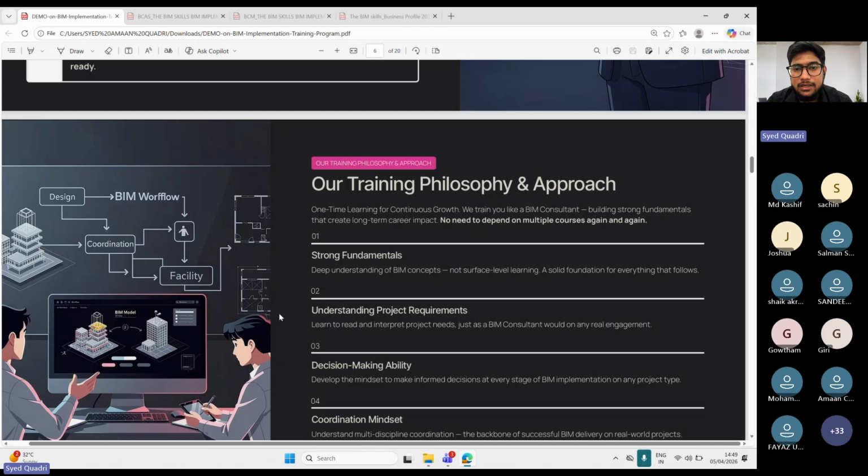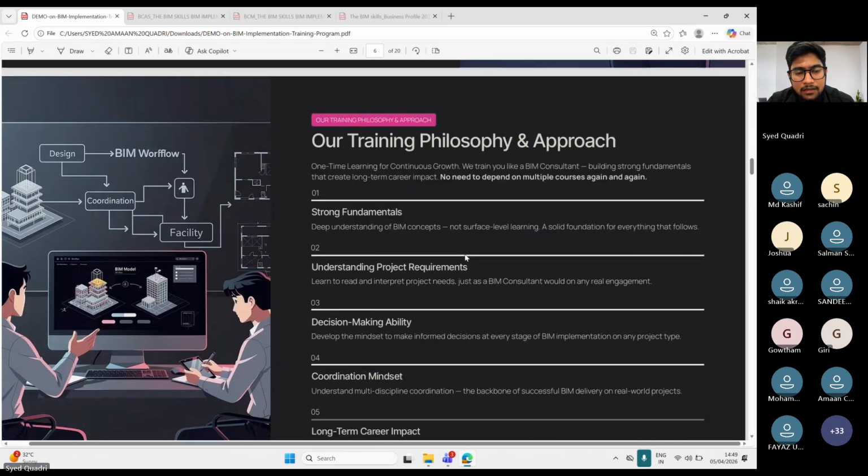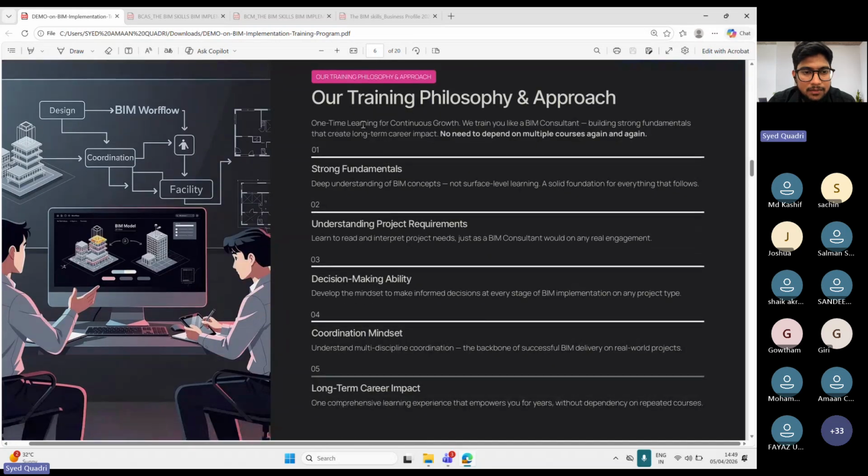Now let's see what is our training philosophy and approach. The main intention is one-time learning for continuous growth. We saw many candidates already, when they reach, they will say already we did the training. Okay. So again, they need to join one more time. So for the people who are joining BIM skills for this particular training, there will be no need to join one more course. So this will be like ultimate platform for you for not just getting one job, but also for continuous growth. That is important.